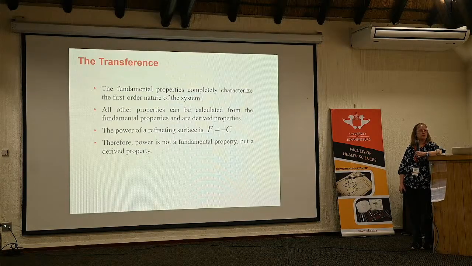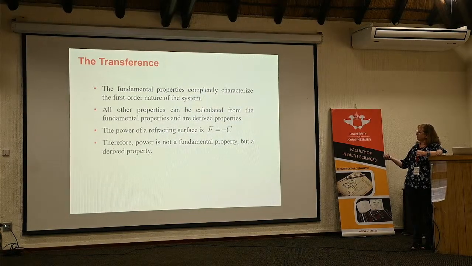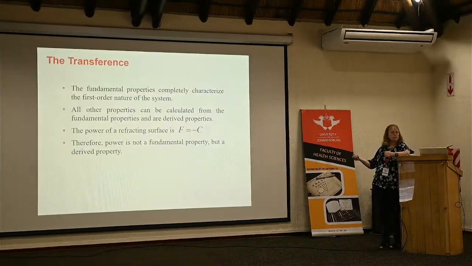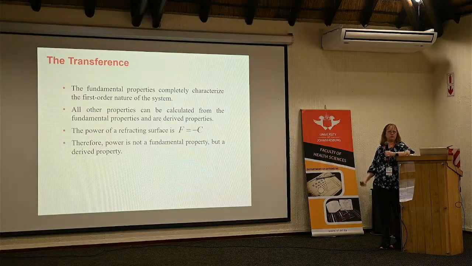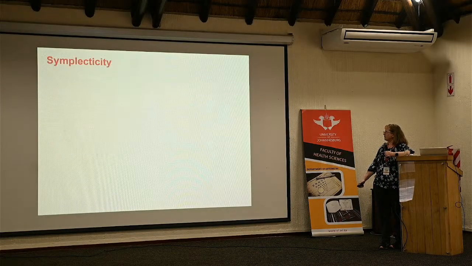Very nearly all of them from the transference alone. There's, I think, one where you need one more piece of information, which is the length of the system. Otherwise, you can obtain all the derived properties from just the transference. The power of the system is in fact a derived property. So the power F is negative C. So power itself is a derived property and not a fundamental property.